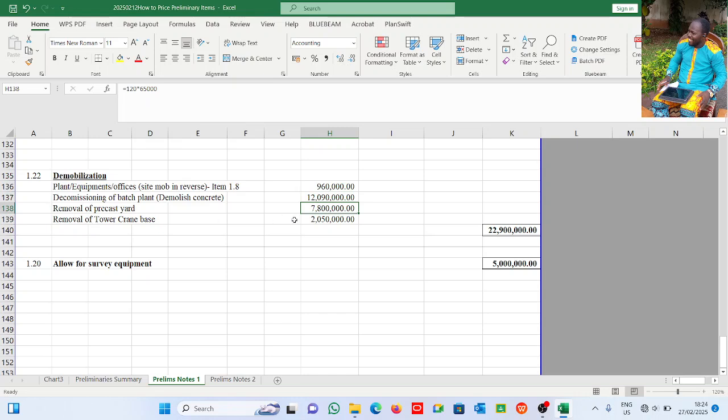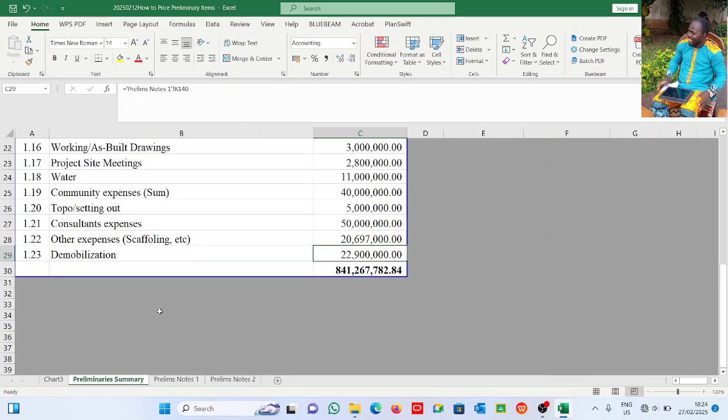Removal of the tower crane base. We spent about 6 million for the piling, 6.7 million thereabouts. So we have to remove everything, and we have to carry our trucks, our tower crane, and leave the site. I think we have exhausted all the items. Then it gives us a total of 841,367,792 naira 84 kobo as the preliminary.